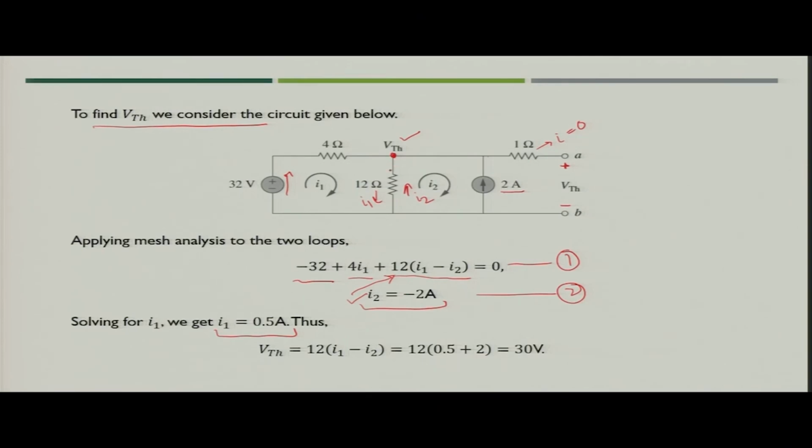Now, as you have got the value of current I1 and I2, what you have to do? VTH would be nothing but 12 into (I1 minus I2). So, you can simply write the value of VTH as 12 into (I1 minus I2), simply put the value of I1 and I2, you will get VTH as 30 volt.